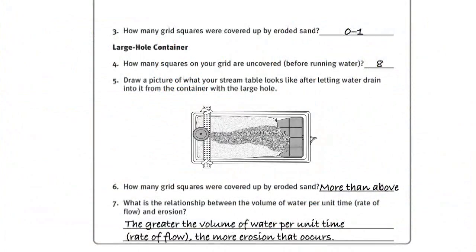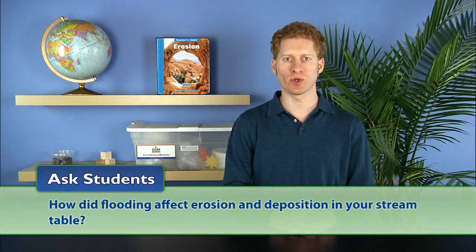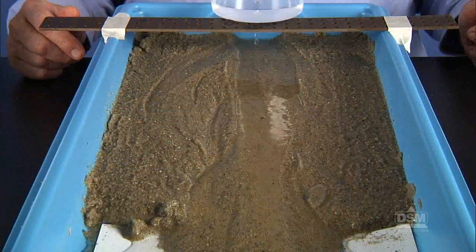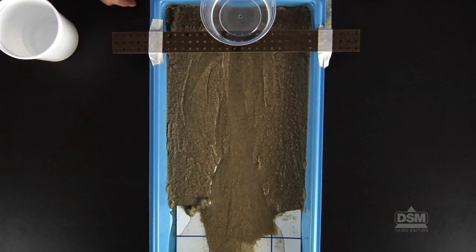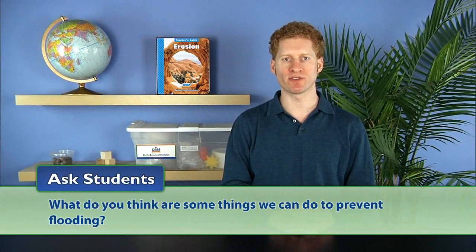After everyone has finished experimenting and recording their results, ask students, how did flooding affect erosion and deposition in your stream table? Students should have observed that the larger hole allowed more water to pass in a given period of time. This heavier volume of water caused more material to erode. Finally, ask students, what do you think are some things we can do to prevent flooding?